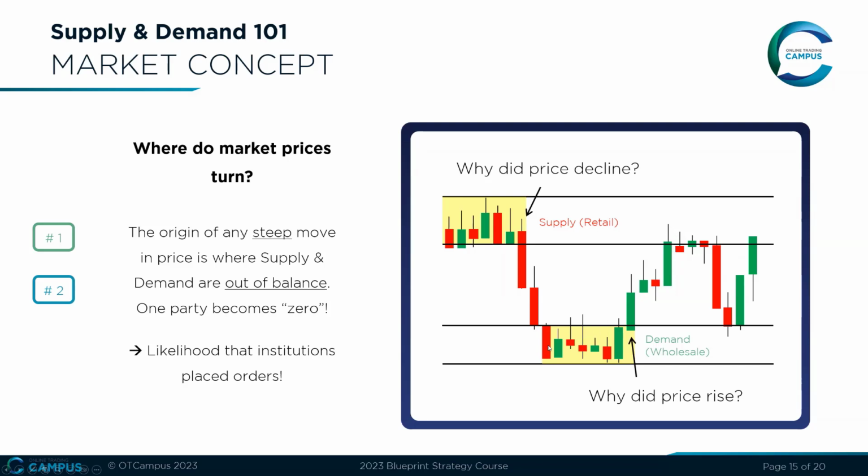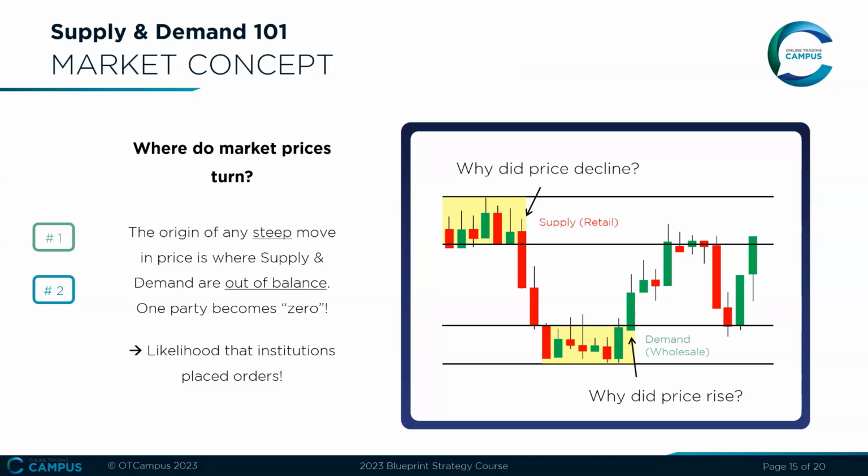Vice versa, if we look at this here again, price is kind of neutral, not going anywhere. And then all of a sudden we see a big spike, a lot of green candles in this market. So why did price rise here? Well, it must be that there are a lot more willing buyers than willing sellers. The willing buyers have canceled out the willing sellers, so the willing sellers have become zero. And the only participants who are potentially able to do that are institutions.